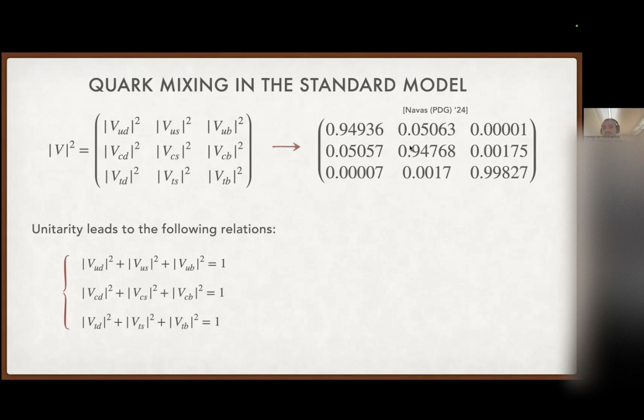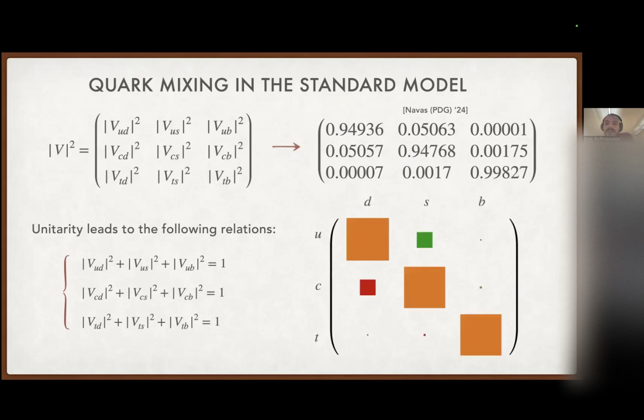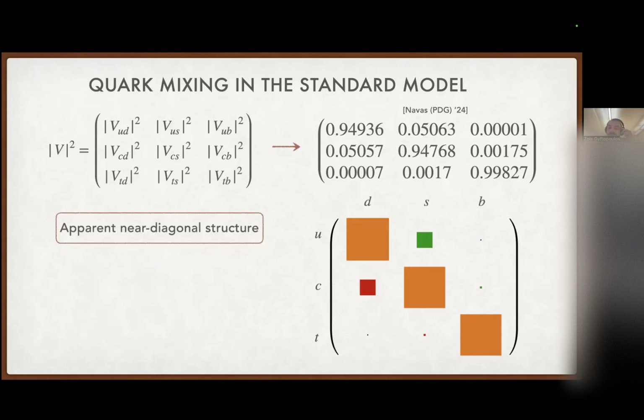You can see that the diagonal entries are way, way bigger than the off-diagonal entries. And schematically, the size of these couplings, whose maximum, of course, is 1, can be seen in this kind of cartoon, where you see that the diagonal elements are way, way bigger. And of course, these two elements here are orders of magnitude smaller than all of the other ones. So here we have some structure, a near-diagonal structure, that we would like to explain.